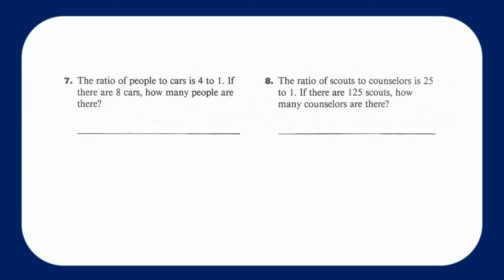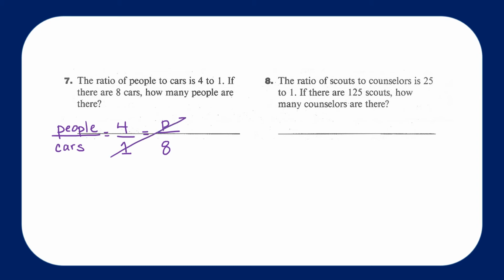Question number 7. The ratio of people to cars is 4 to 1. If there are 8 cars, how many people are there? So I'm going to say people is my numerator, cars is my denominator. So 4 people to 1 car. If there are 8 cars, I'm going to put 8 on the bottom. How many people are there?